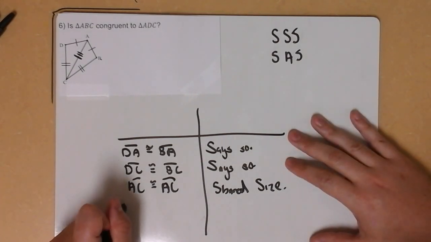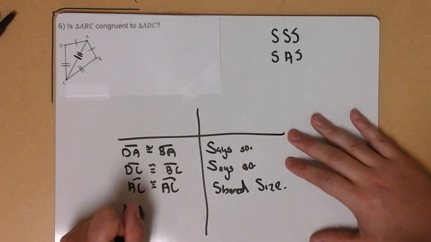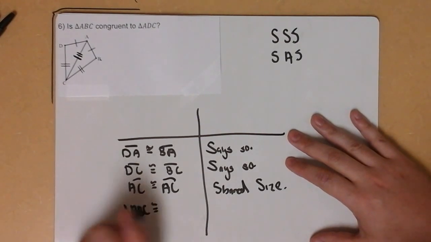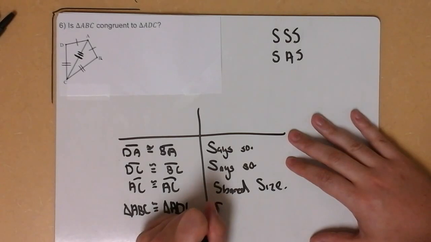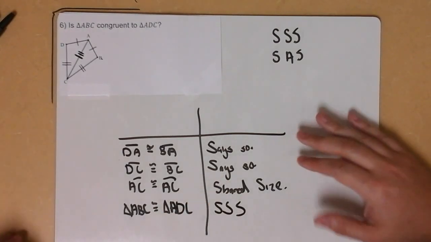So now I'm going to say here, triangle ABC is congruent to triangle ADC, and that is side, side, side.